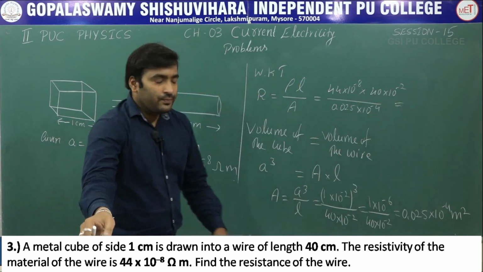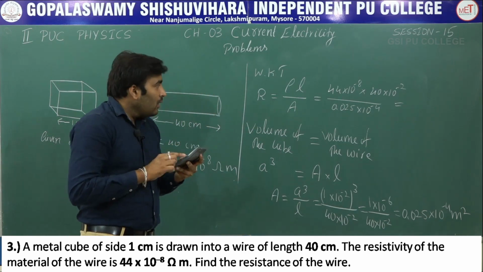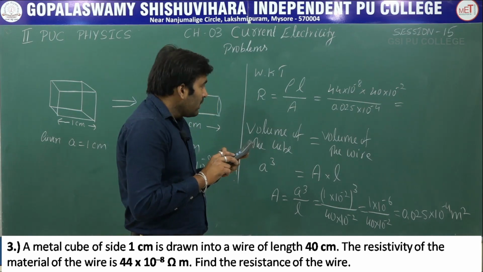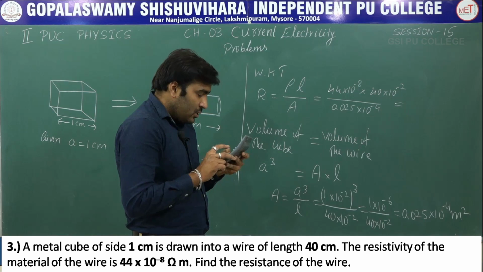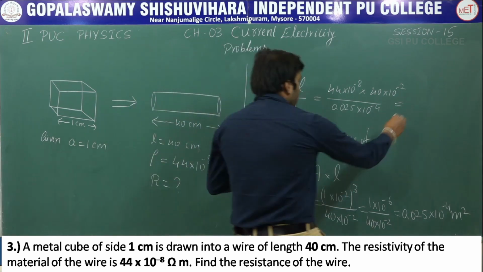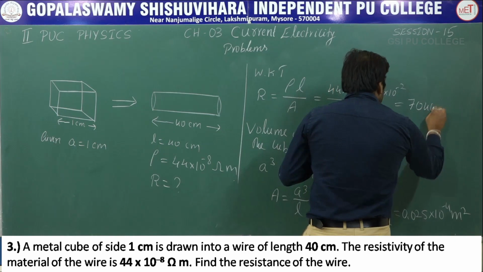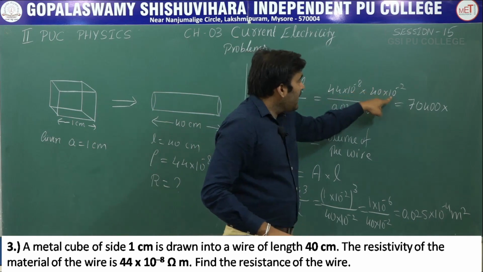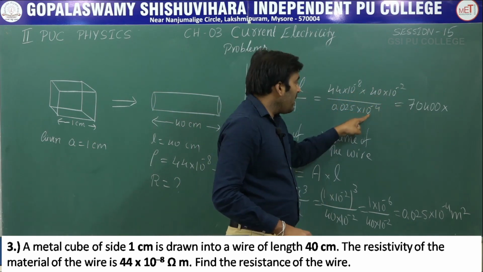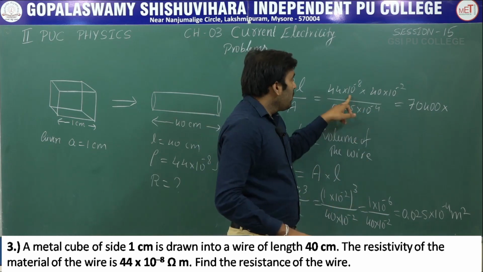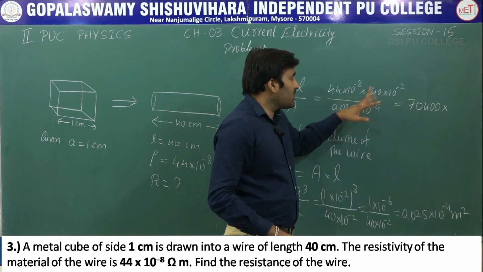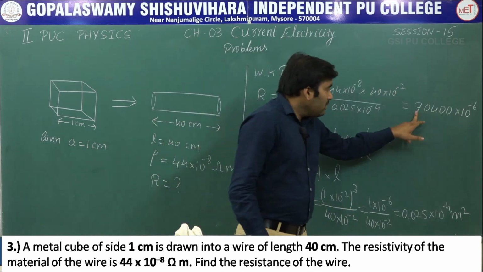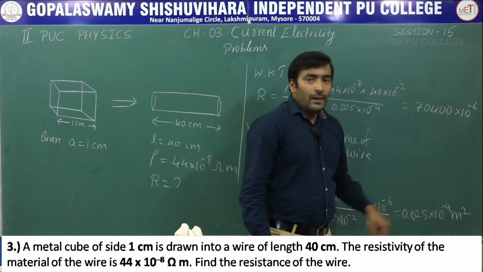Let's do this calculation. 44 into 40 divided by 0.025, we get 70400. This into 10 power minus 8, 10 power minus 2 is 10 power minus 10, and we have 10 power minus 4 in the denominator. So this becomes 10 power minus 6. So we get 70400 into 10 power minus 6.